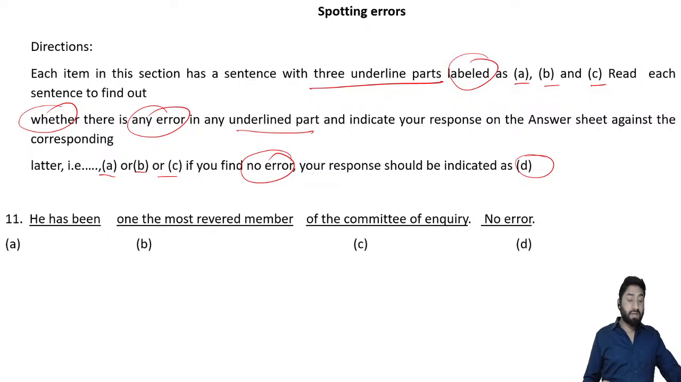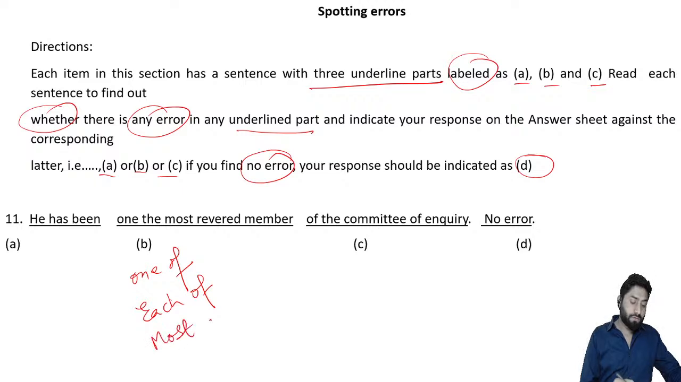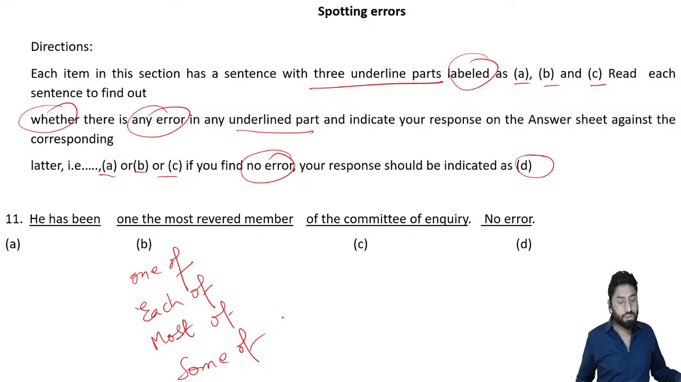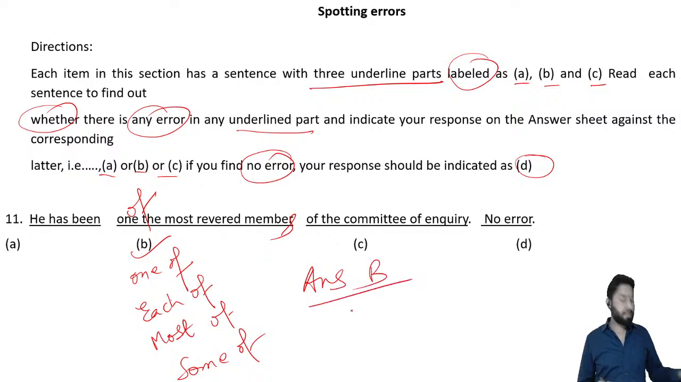So the very first one: he has been one the most revered member of the committee of inquiry. I stopped after "one"; you must have noticed it in this question. I hope most of the students must have seen this error. One of, each of, most of, some of. That's how we make the sentences, right? One of the members. After "of", we talk about plural, and out of that, we're talking about one. So here it has to be "of". So the problem is with B. So the answer is B.